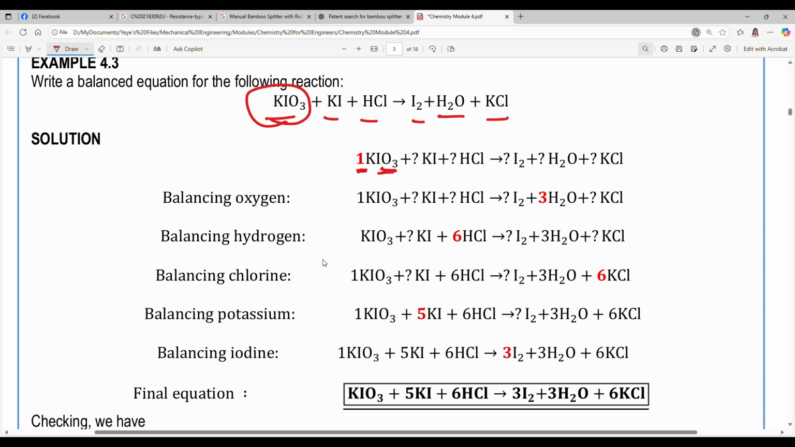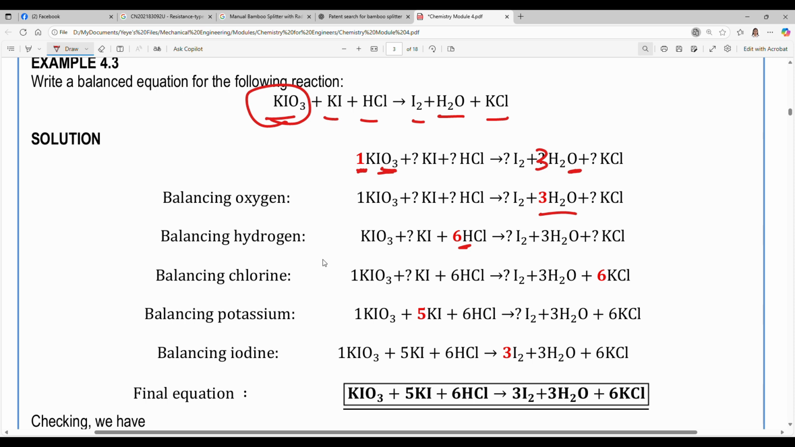So here your oxygen is 3 on the reactant side, and on the product side, only 1, no? So we will write here 3 so that they are equal. Okay, then afterwards, we balance the hydrogen. Okay, we balance the hydrogen.